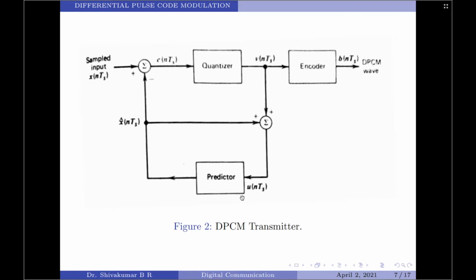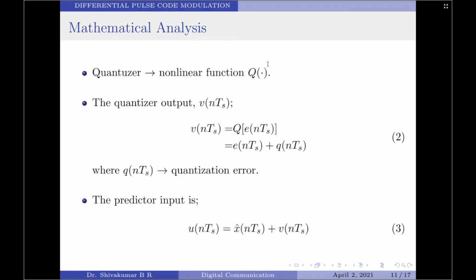Let us now come back to the diagram and see what the predictor input is. As per the diagram here, you can see the predictor input, which is u of nTs, is obtained by adding the quantizer output v of nTs with the predictor output x cap of nTs. That is, I can now write u of nTs as x cap of nTs plus v of nTs. This is shown in equation 3 here.